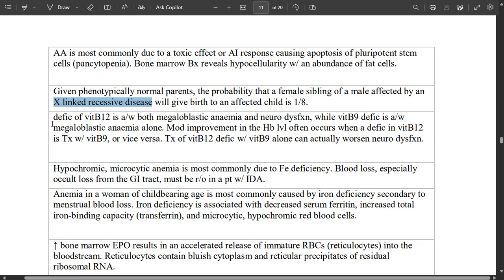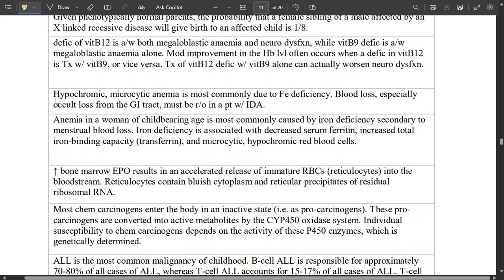Now the next point is about deficiency of vitamin B12. Deficiency of vitamin B12 is associated with megaloblastic anemia and neurological dysfunction, whereas B9 deficiency is associated with megaloblastic anemia alone. Moderate improvement in the hemoglobin level often occurs when a deficiency of vitamin B12 is treated with vitamin B9. So treatment of B12 deficiency with B9 alone can worsen neurological dysfunction. It was already discussed before. Now let's talk about the next point.